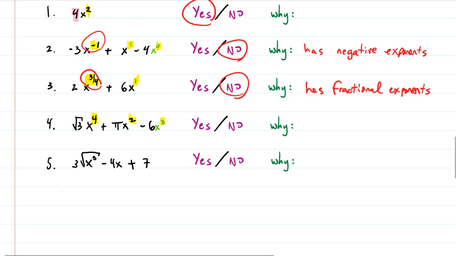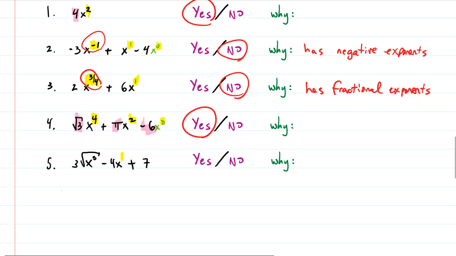Let's look at the constants. Radical 3. Is that a real number? Yep, it is. Pi. Is that a real number? It is. Those are kind of weird, but they are real numbers, so it's okay. How about -6? Perfect. So this one is okay. This is a polynomial. Let's look at this next one, our final one.